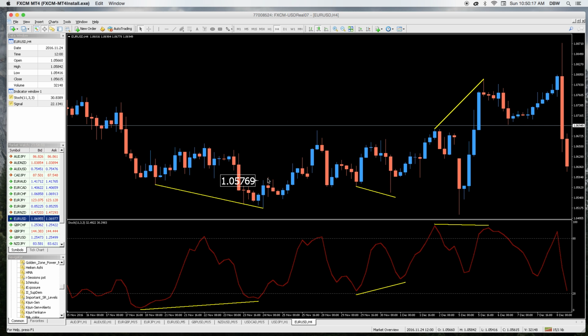Now I don't trade immediately on break of this high. I'll wait for the next candle to break by 3 to 5 pips, depending on what pair I'm trading. 3 to 4 pips on the euro dollar 4-hour chart would probably be plenty of room for price to travel up for me to become interested in possibly taking this trade.